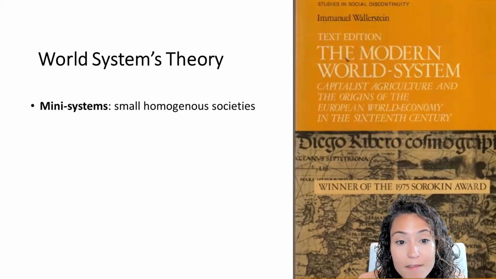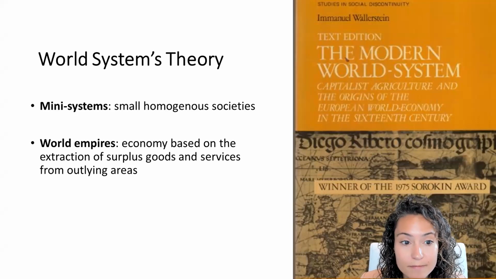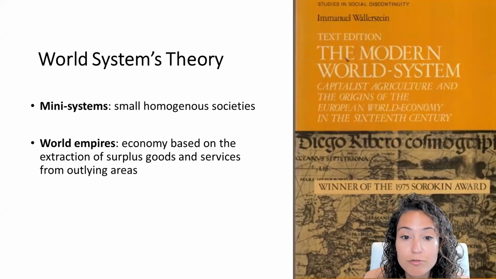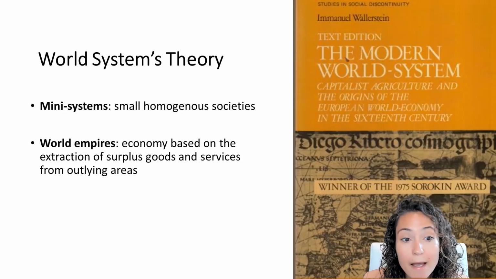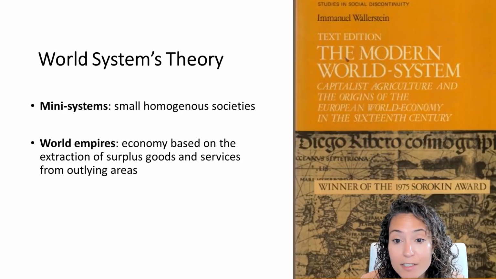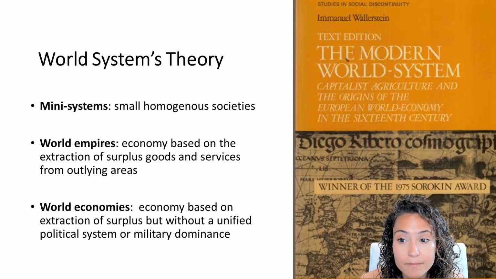The first concept, the mini-system, refers to small, kind of homogeneous societies that are often studied by anthropologists. A world empire system had an economy that is based on an extraction of surplus goods and services from outlying conquered districts. Much of this tribute that's acquired from these outlying districts goes to pay for the administrators who extract it, and for the military needed to ensure continued domination. The rest of that money goes to political rulers at the head of the empire.